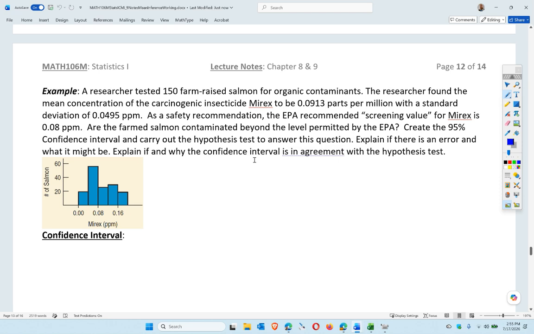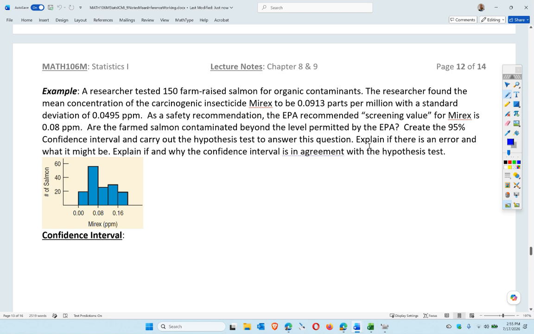As a safety recommendation, the EPA recommended screening value for Murex is 0.08 parts per million. Are the farm salmon contaminated beyond the level permitted by the EPA? Right, so you have wild versus farm-raised salmon. Create a 95% confidence interval. Carry out the hypothesis test to answer this question. Explain if there's an error and what it might be.